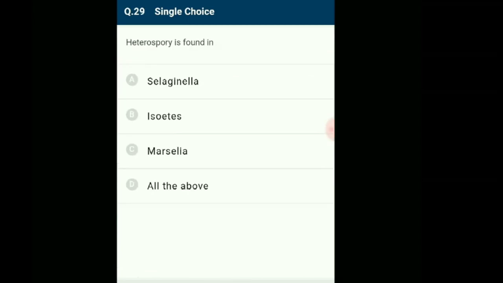Question number 29. Heterospory is found in? Heterospory, when more than one type of spores are found in a strobilus or in a cone, is called heterospory. Such evolutionarily developed plants are known as heterosporous plants. Depending upon spore differentiation, plants are classified into homosporous and heterosporous types. Smaller male microspores and larger female megaspores. So the answer is option D. Heterospory is found in Selaginella, Isoetes, Marsilea.